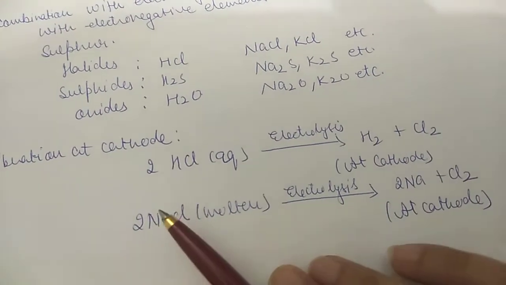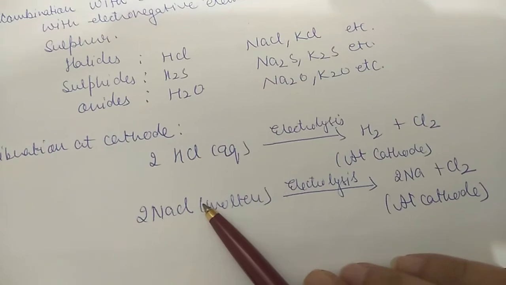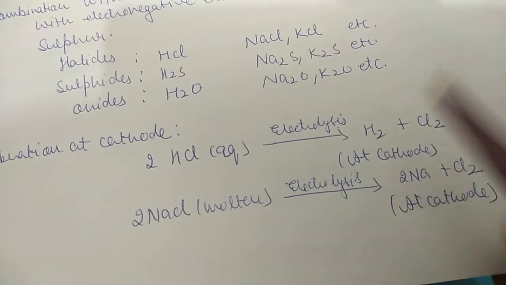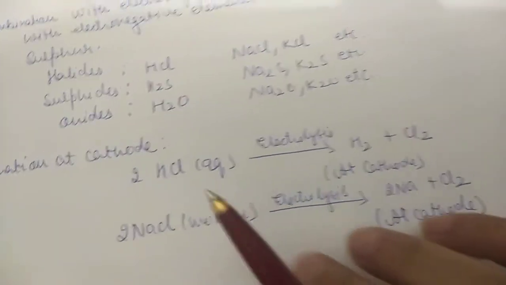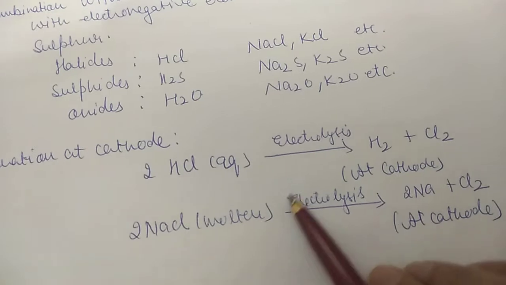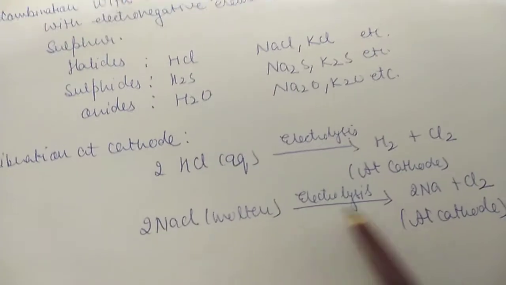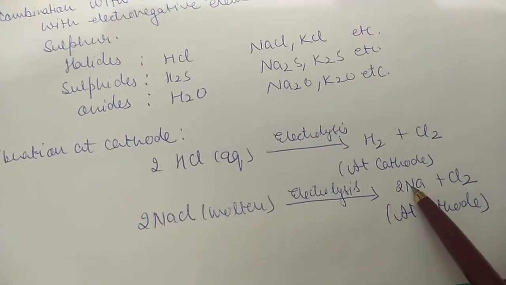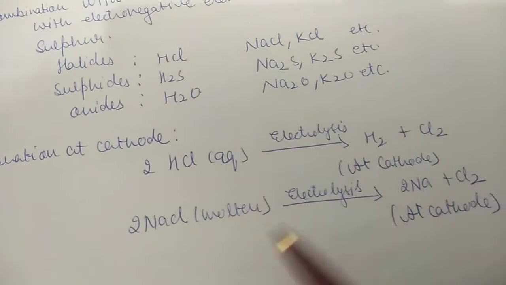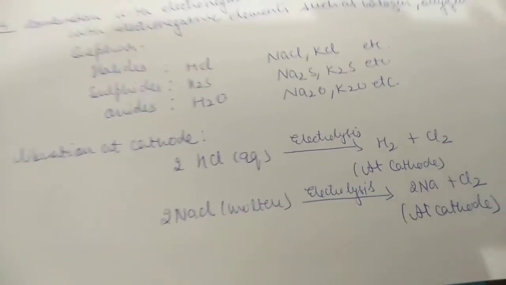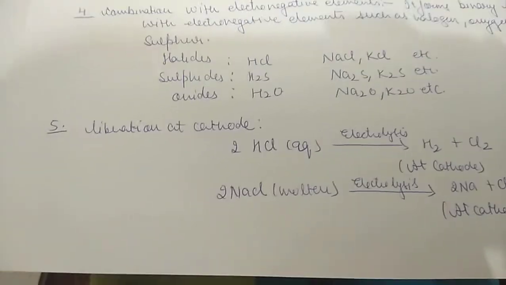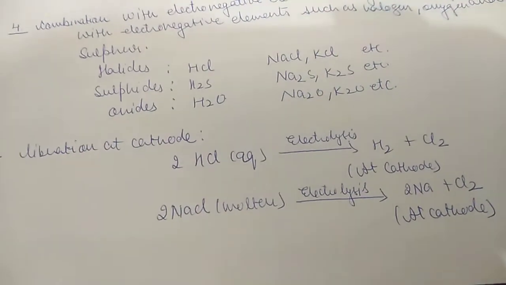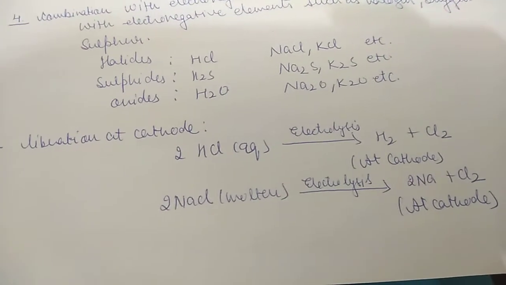Similarly, if you take the molten halide of any of these alkali metals, here taking sodium chloride, when electrolysis occurs, sodium is extracted at the cathode and Cl2 at the anode. So in this way also, hydrogen resembles the alkali metals. These are the features in which it resembles alkali metals.